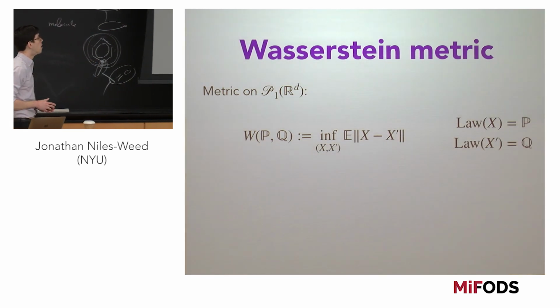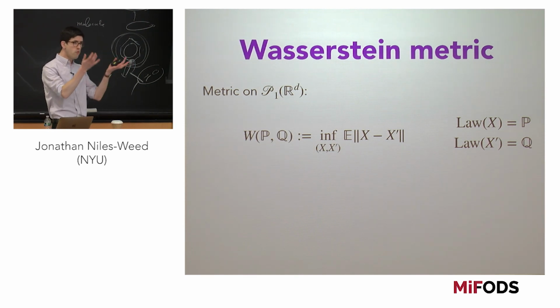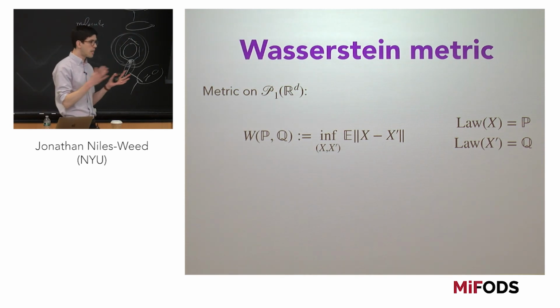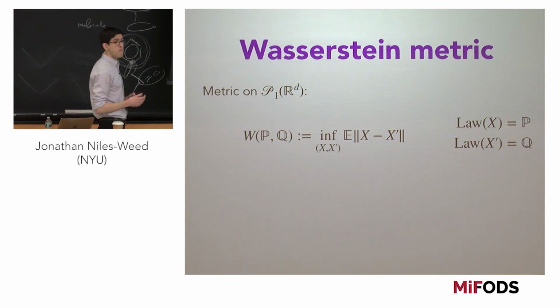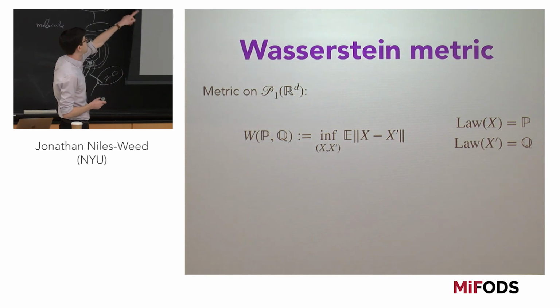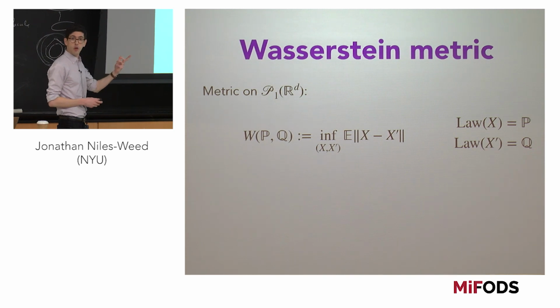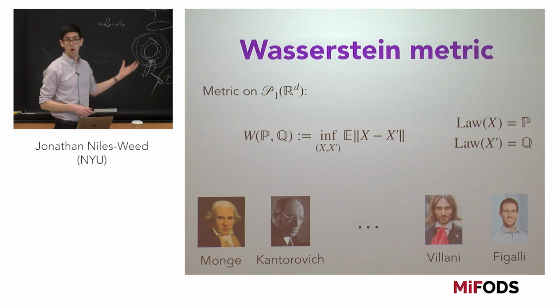So the more familiar definition just asks, instead of a map, just for a coupling. I'm going to try to construct two random variables, X and X prime. Marginally, X has law P, and X prime has law Q. And I just want these random variables in expectation to be as close as possible to each other. And if I say this, then I've defined what's known as the Wasserstein distance. This is a bona fide metric on the space of probability measures on R^d. And this is sort of the L1 version in the sense that I'm just taking the expectation of the norm. I can define the whole family of Wasserstein p distances by looking at the expected pth moments of this quantity.